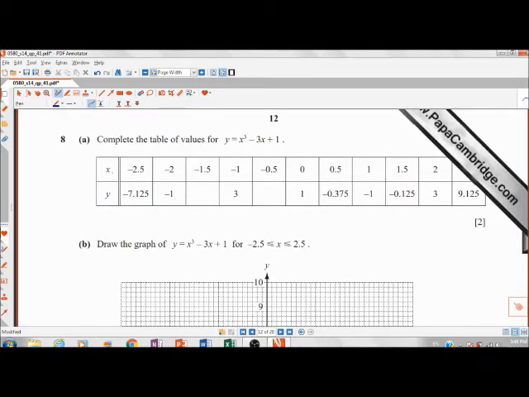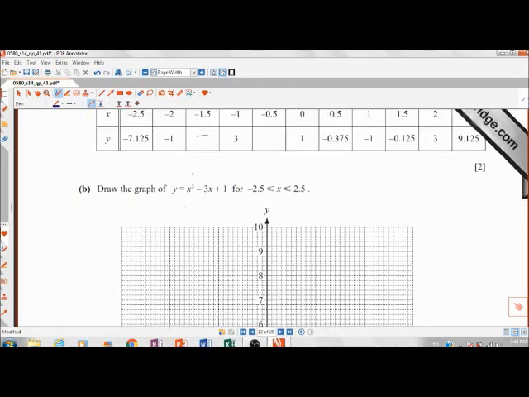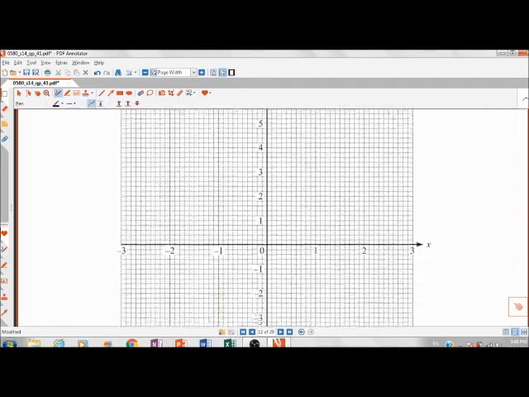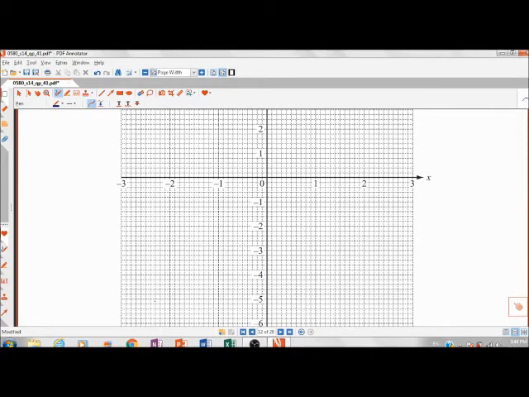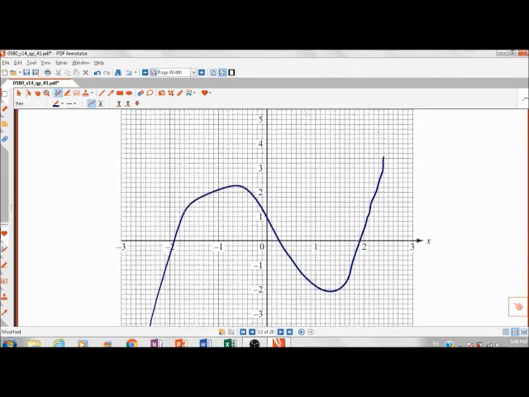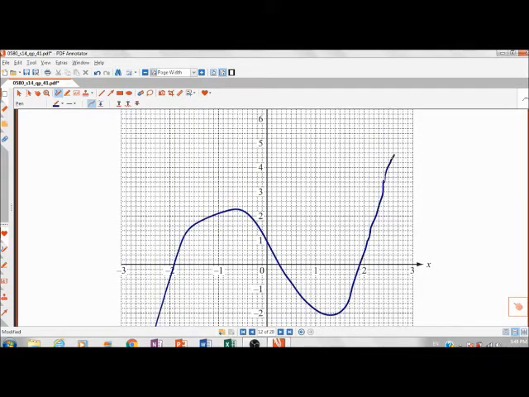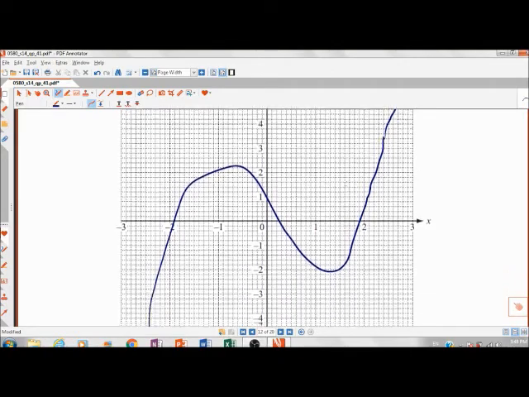Alright, for this one, you complete it by substituting x values in these equations and you get the y values. And the graph would look around something like this. Something like so. The graph should look something like this.